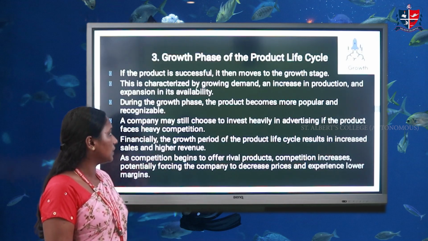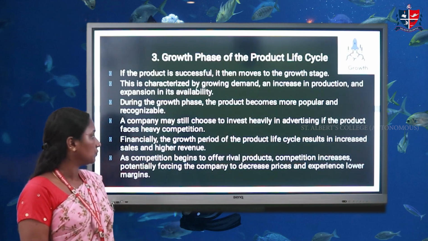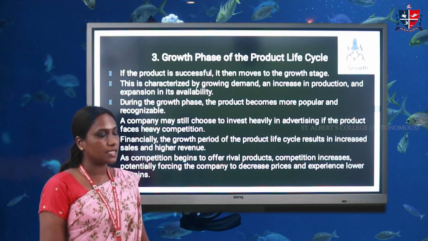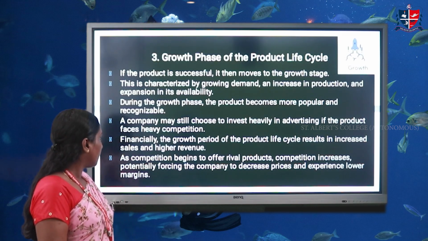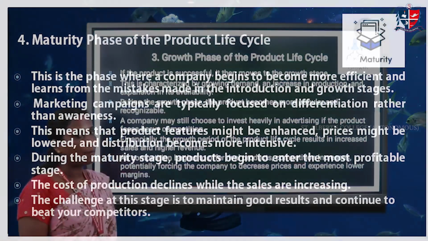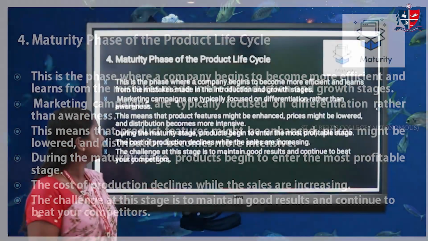Financially, the growth period of the product life cycle results in increased sales and higher revenue. As competition begins to offer rival products, competition increases, potentially forcing the company to decrease prices and experience lower margins. Fourth one is the maturity phase of the product life cycle.